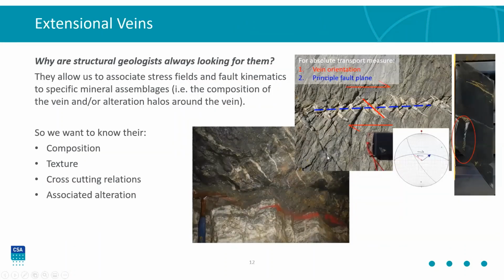Extensional veins, I'll emphasize these. Structural geologists are always looking for them because they often have a particular mineral assemblage associated with them, a vein fill, and so they allow us to associate stress fields, fault kinematics to specific mineral assemblages, and maybe even alteration halos around them. And so, again, we can use them to calculate a transport vector, but we want to know their composition, their texture, cross-cutting relationships, and any alteration associated with them.